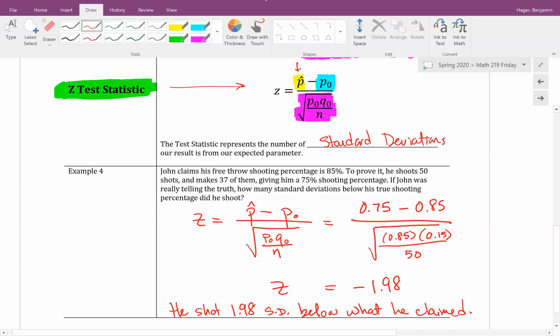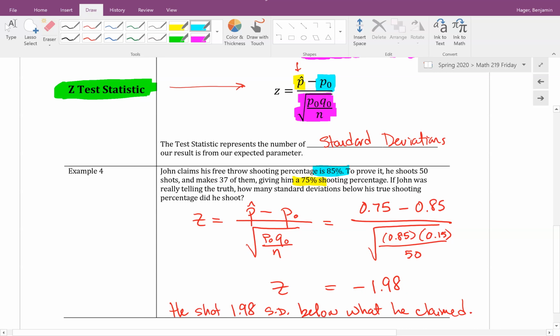And maybe you're already starting to get a sense of where we could use this. Would you consider that to be unusual? 1.98 standard deviations below the claim, below the mean or below the proportion, the population parameter. I think we would probably say that's close, but that's not unusual. What's our cutoff for unusual? Isn't it usually 2 standard deviations above or below, right? That's when we say, oh, that's a little too far out. That's extreme. So what this is getting at is that, yeah, this was low, but I wouldn't say it's unusually low based on that being his claim.